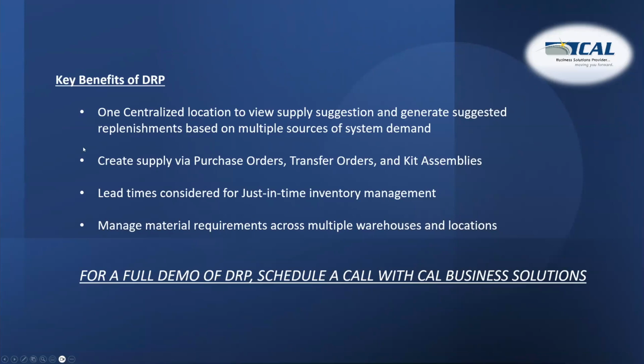So again, benefits of DRP, right? It's one centralized location where it's going to not only suggest, but can actually generate those replenishments based on those multiple sources of system demand that we talked about: the sales orders, the forecast, the kit components. And then we'll create those purchase orders, transfer orders, and kit assemblies for you automatically. And it's going to do all of this while taking into consideration those shipment dates that you have to your customers in conjunction with your lead times, so that you have better inventory management.